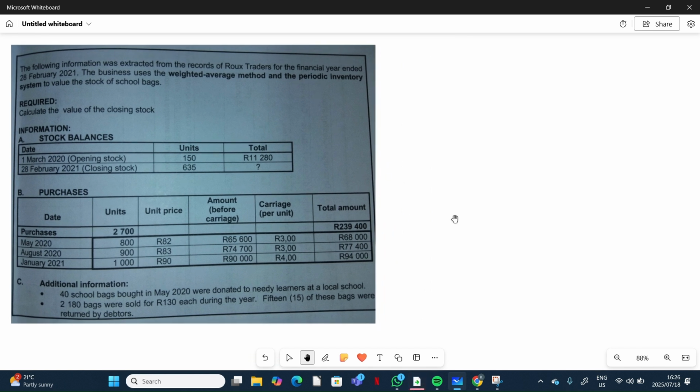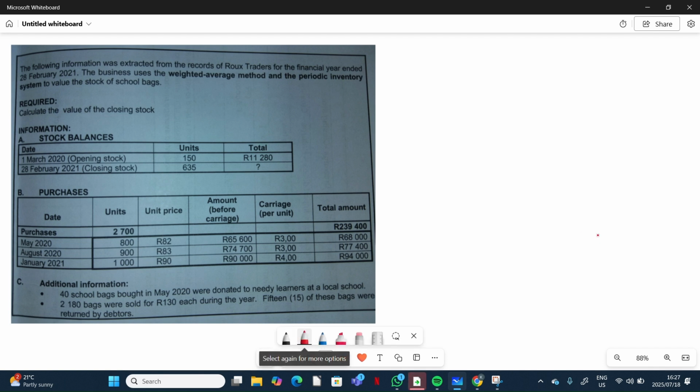This one is still the weighted average method, but now I want us to look at the periodic inventory. I want us to see how we can calculate the value of the closing stock with the periodic inventory. This one has carriage per unit, so I just wanted us to look at the ones that have carriages and more questions.